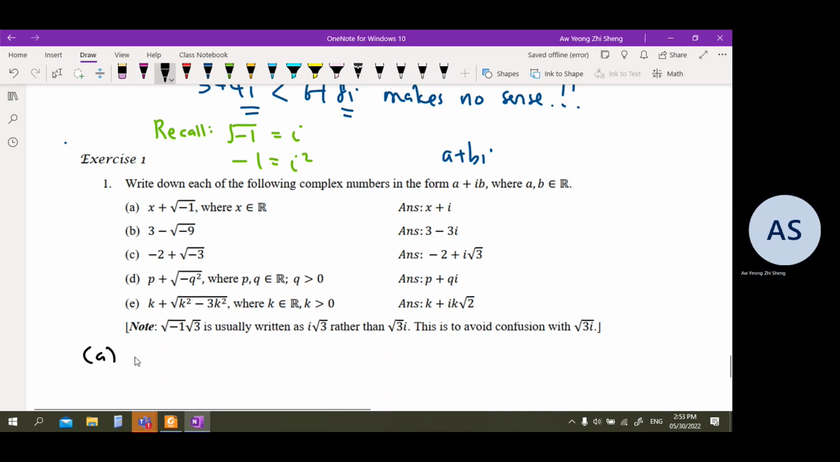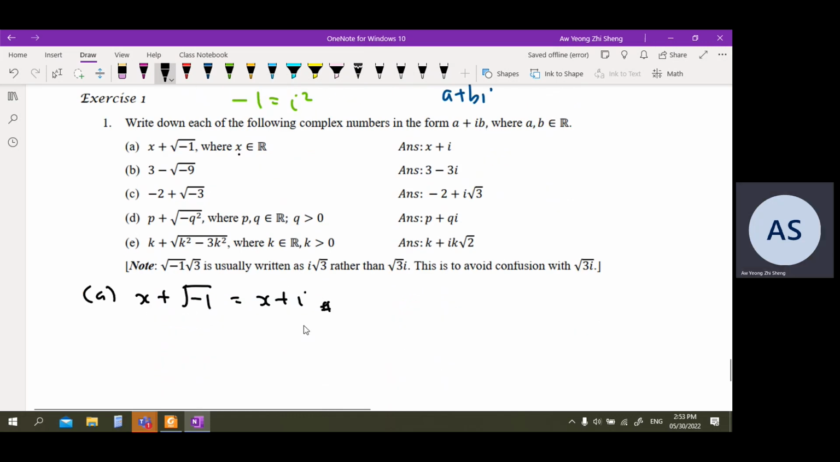Now let's do part A. They tell us x is a real number, and so x can be treated as just some number without i, plus surd of -1. Surd of -1 by definition is i. So it simply becomes x plus i, and we are done. It already has the form a plus bi, where the a is x and the b is 1. There's an invisible 1 in front of the i. X is real, 1 is real, so we are done.